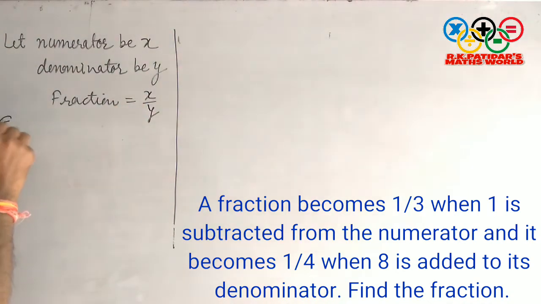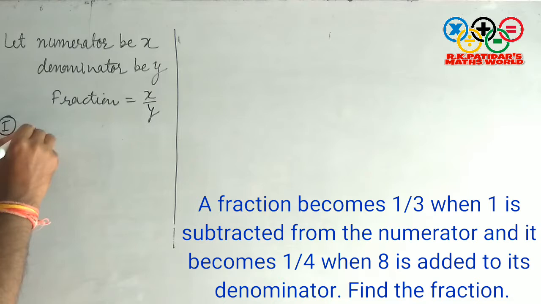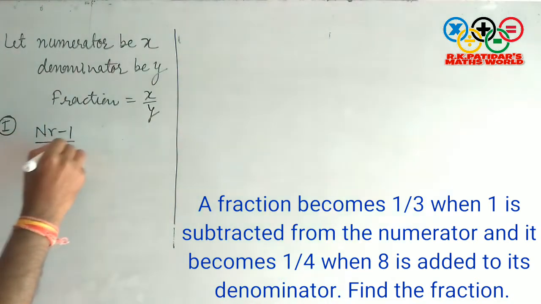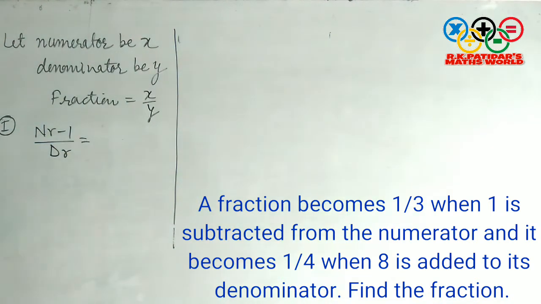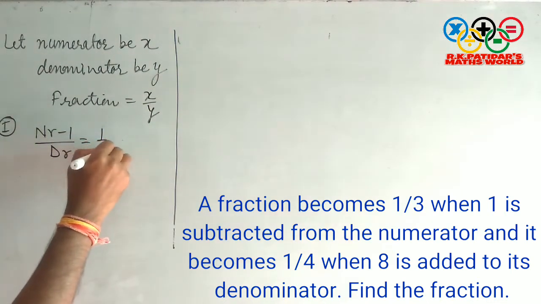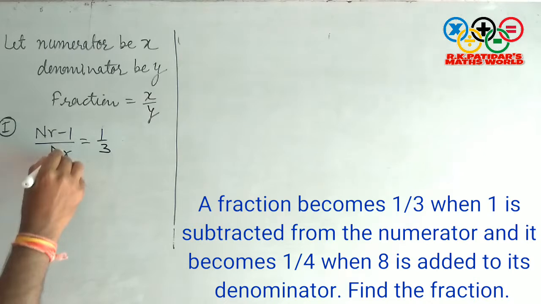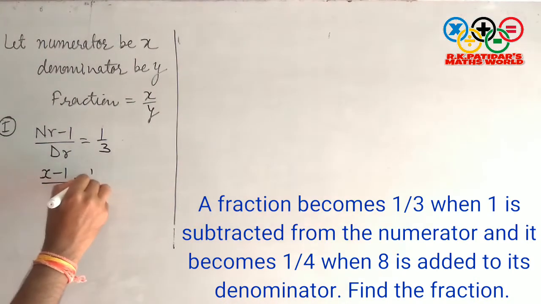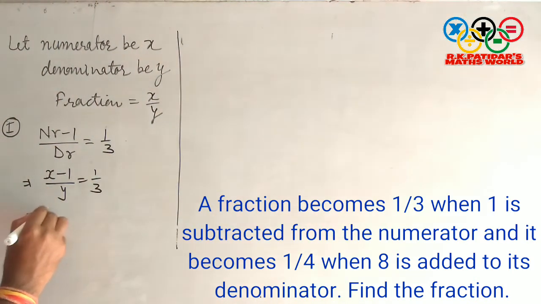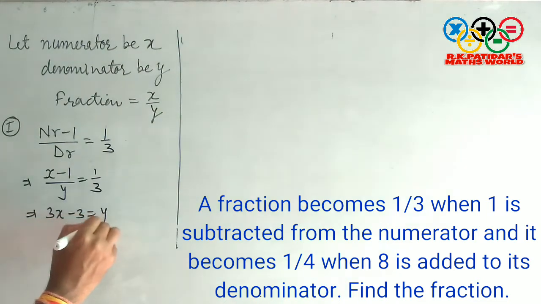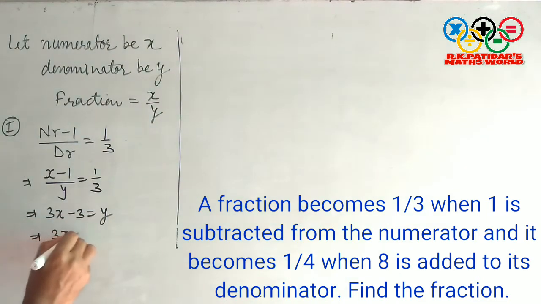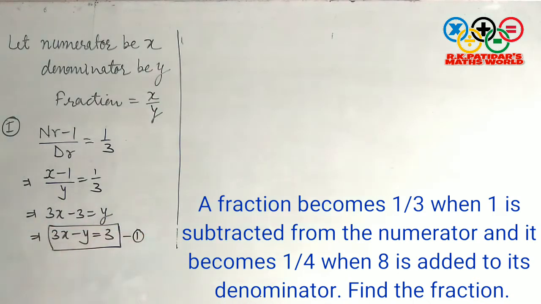Now we come to the first condition. The first condition is: if 1 is subtracted from the numerator, means numerator minus 1 upon denominator. Only 1 is subtracted from the numerator, then it becomes 1 upon 3. So numerator is x minus 1, denominator is y, is equal to 1 upon 3. So it is 3x minus 3 is equal to y. So 3x minus y is equal to 3. This will be the first equation.